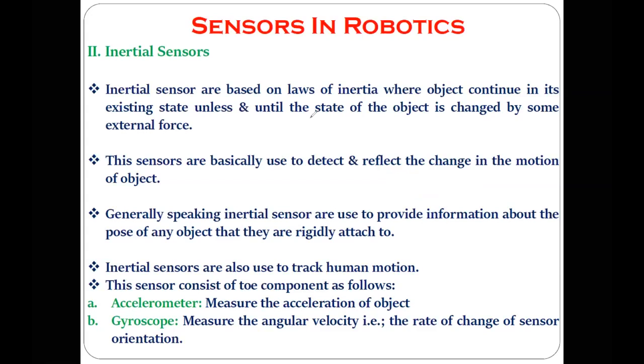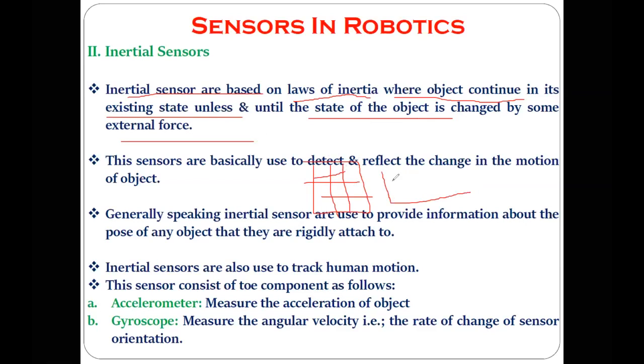The main reason behind that is nothing but the inertial sensor present in the smartphone, and the definition says the same thing that I'm telling you. Inertial sensors are based on the laws of inertia, where the object continues in its existing state. I'm giving the example of a mobile as an object continuing its existing state unless and until the state of the object is changed by some external force. So as soon as you move that vertical mobile phone to horizontal, we are applying some external force here. Is it like that? Yes or no?